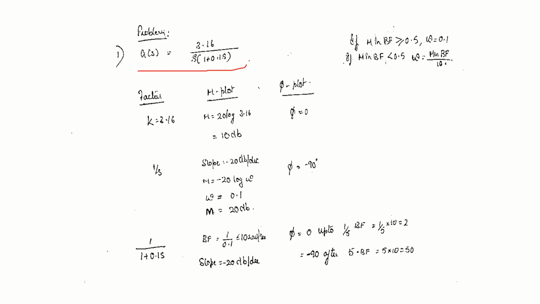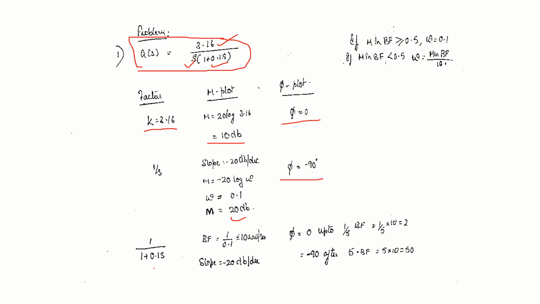Suppose G of s is given as 3.16 divided by s into 1 plus 0.1 s. There is a constant gain factor K. There is a pole at origin. There is a finite pole. K equal to 3.16. Magnitude is 20 log 3.16. That is 10 decibel. And the phase angle is 0 degree. If I take 1 by s, slope is minus 20 dB per decade. Magnitude is given by minus 20 log omega. If I start my graph sheet with 0.1, log 0.1 is minus 1, magnitude is 20 dB, and phase angle is minus 90 degree.